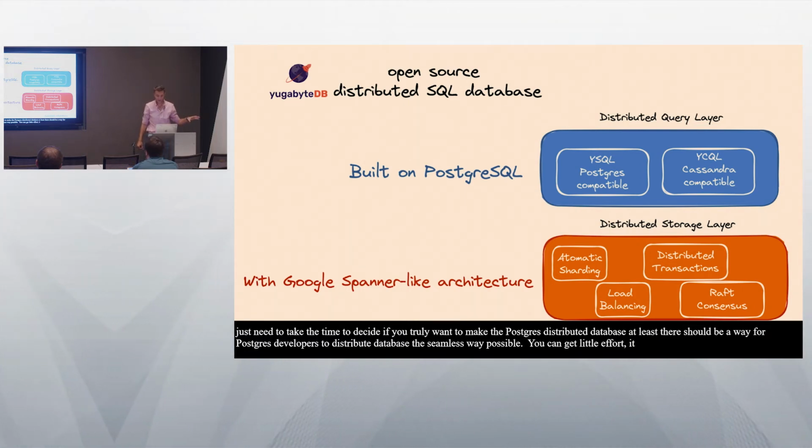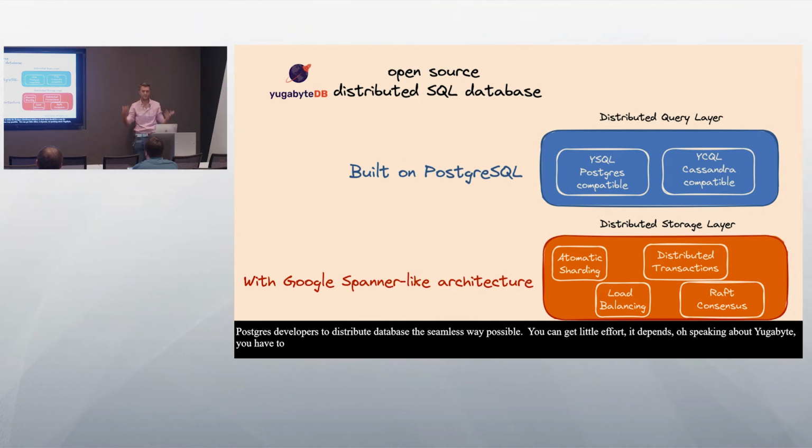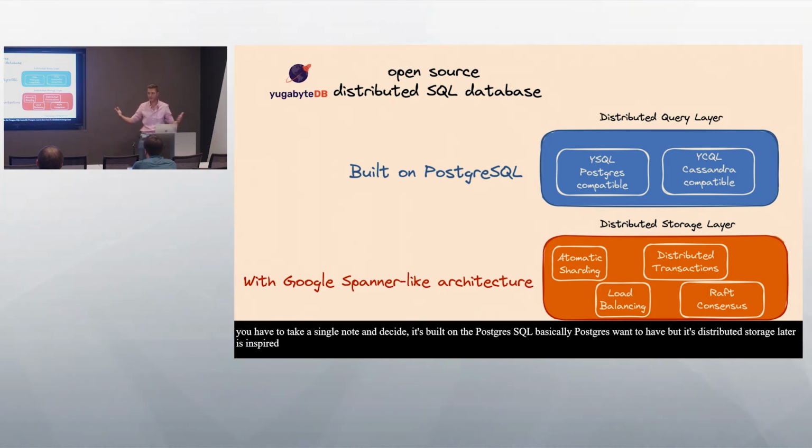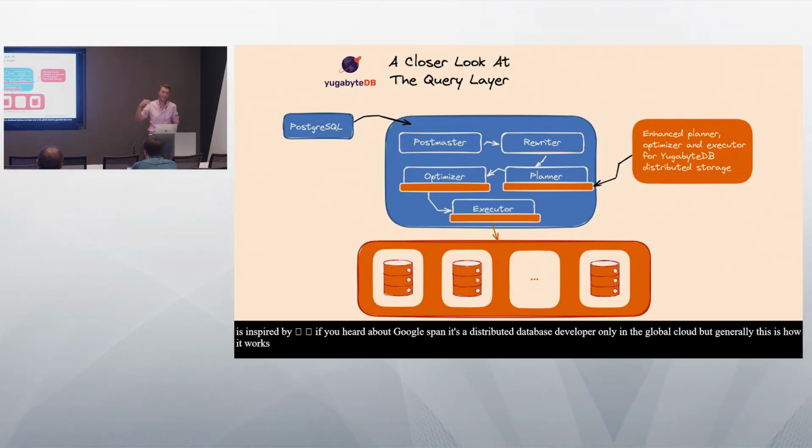Speaking about YugabyteDB, if you take a single node and dissect it, it's built on the PostgreSQL source code. It's basically Postgres. But underneath, its distributed storage layer is inspired by Google Spanner. If you've heard about Google Spanner, that's a distributed database available only in Google Cloud. It supports Raft consensus, automatic sharding, load balancing, and transactions. Those who are interested in the compatibility level, that's a broad discussion.